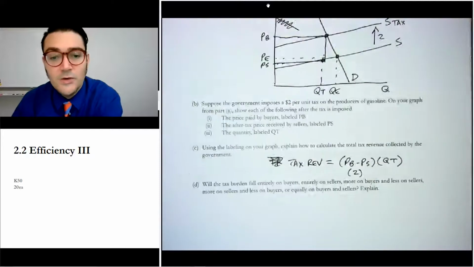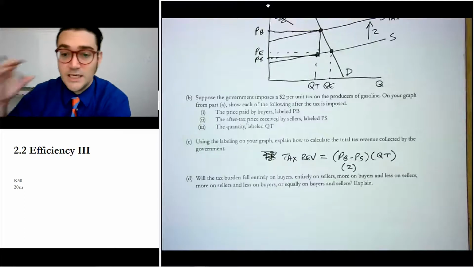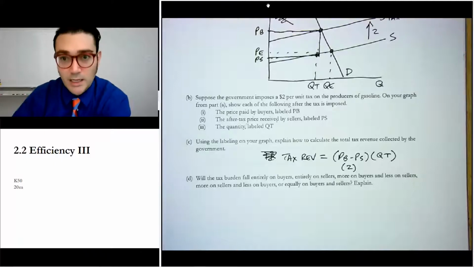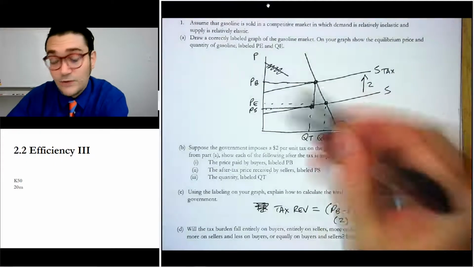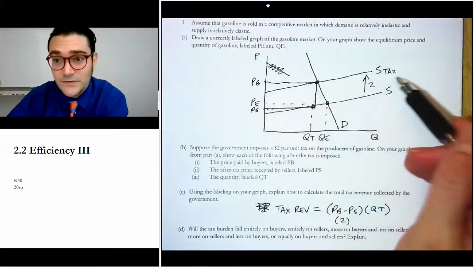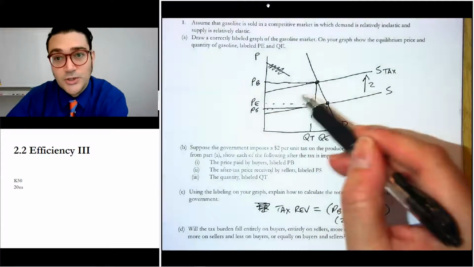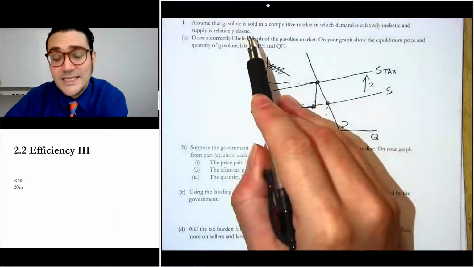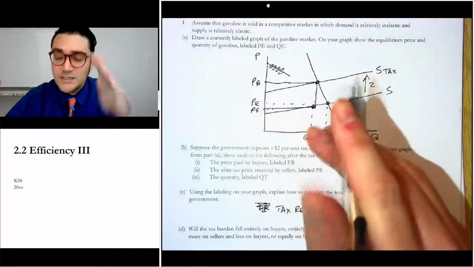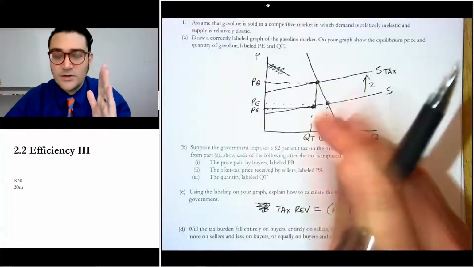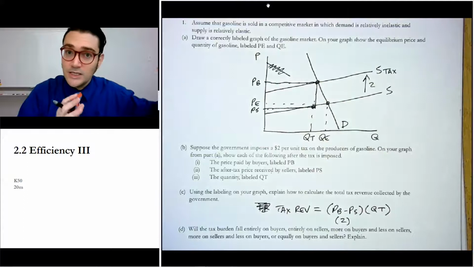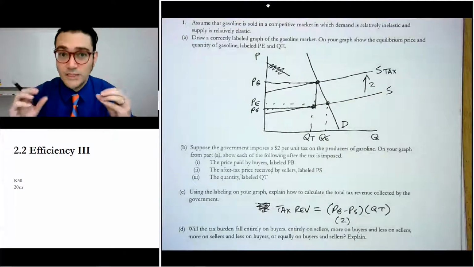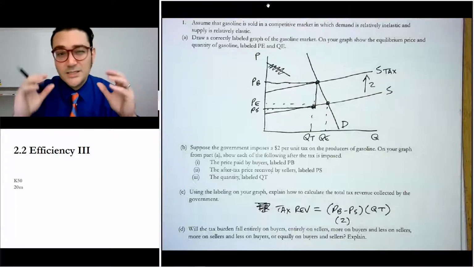That's all it is. Will the tax burden fall entirely on sellers, entirely on the buyers, more on the buyers, less on the sellers, more on the sellers, less on the buyers, or equally? Explain. Now, if we drew our graph correctly, you can actually observe the correct answer in this picture. But it also tells you up here that it's relatively inelastic and relatively elastic. That means that they're not perfect. Neither one is perfectly horizontal or perfectly vertical. So it's not going to fall entirely on one or the other. If, for example, demand were perfectly inelastic, then it would be all on the demand. But in this case, they're just a little bit, right?